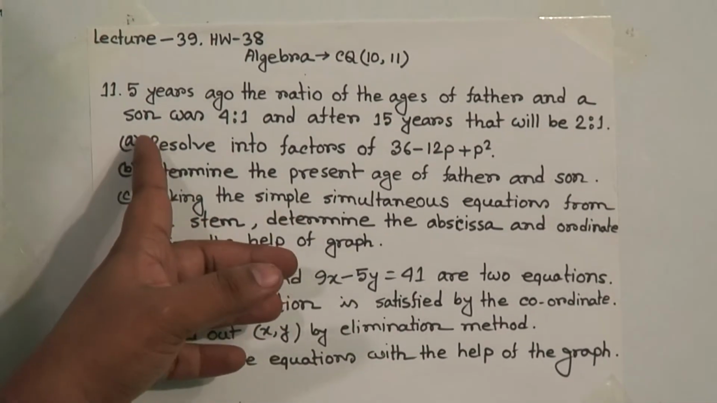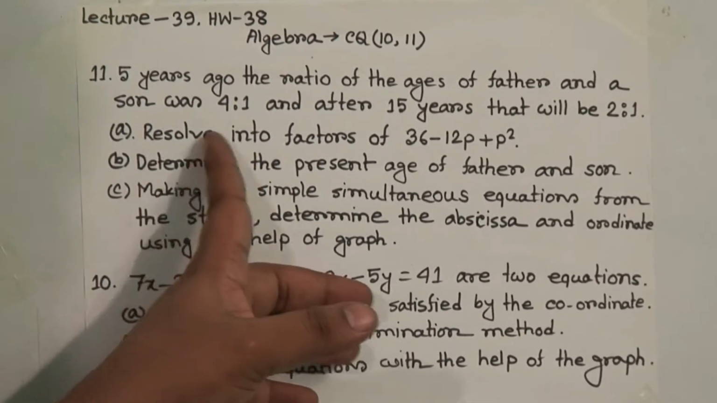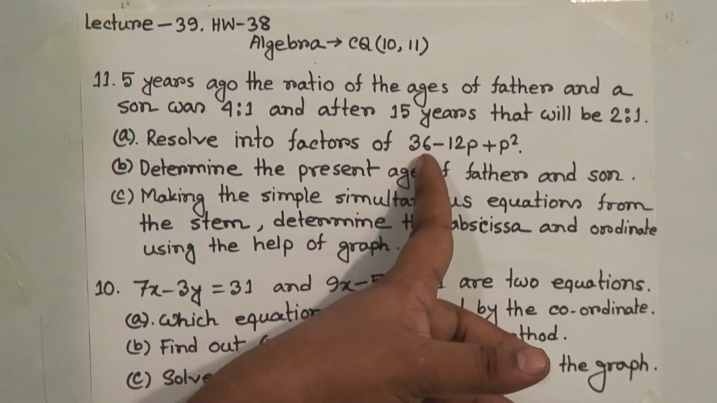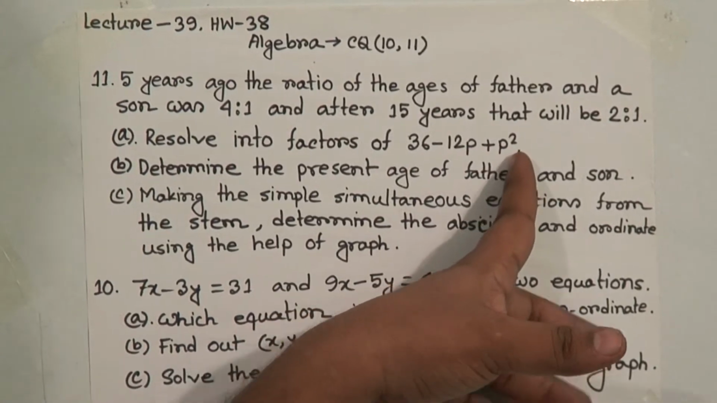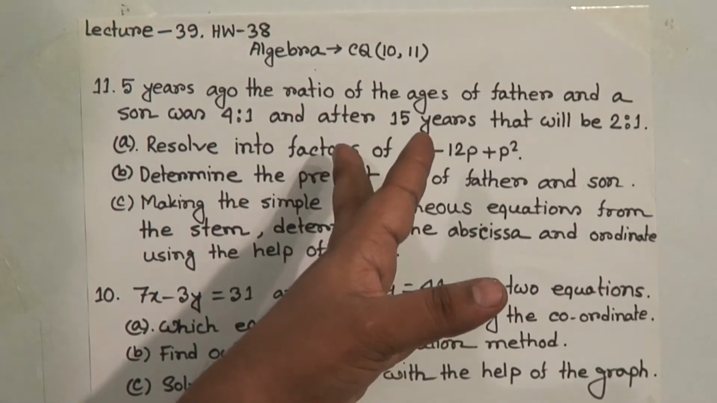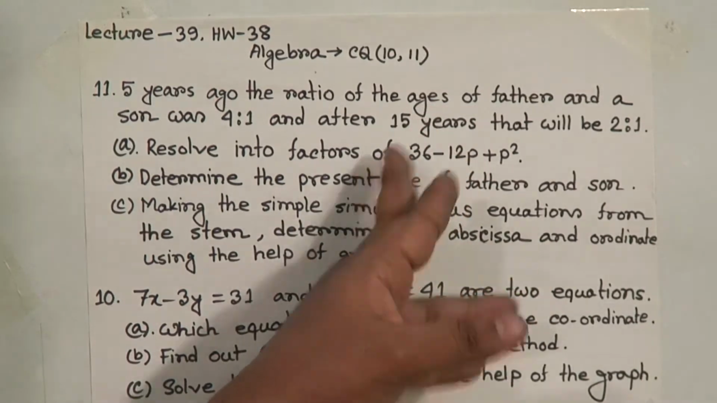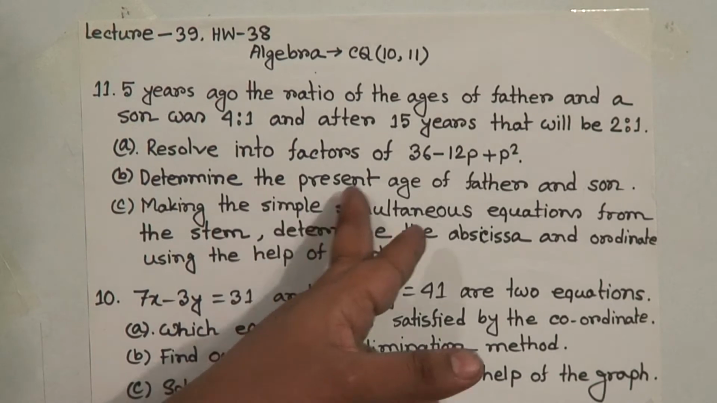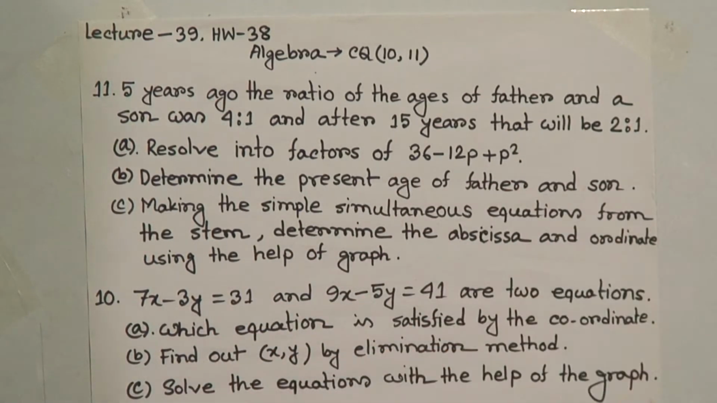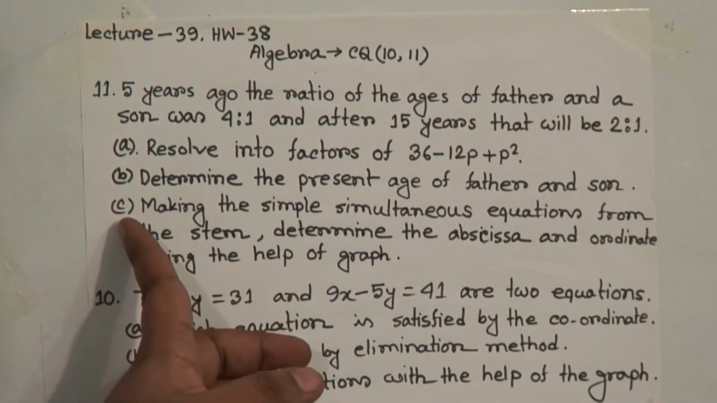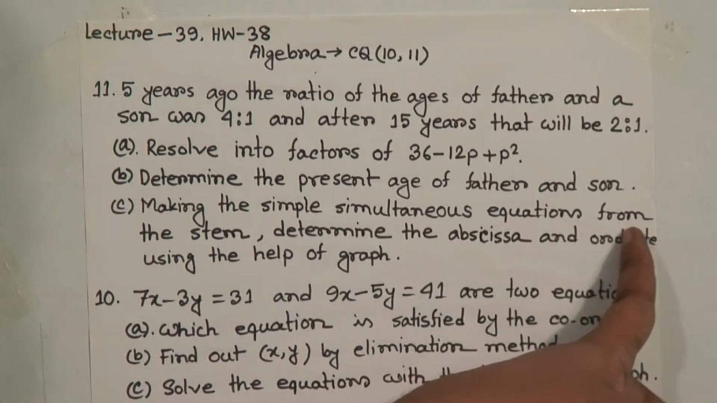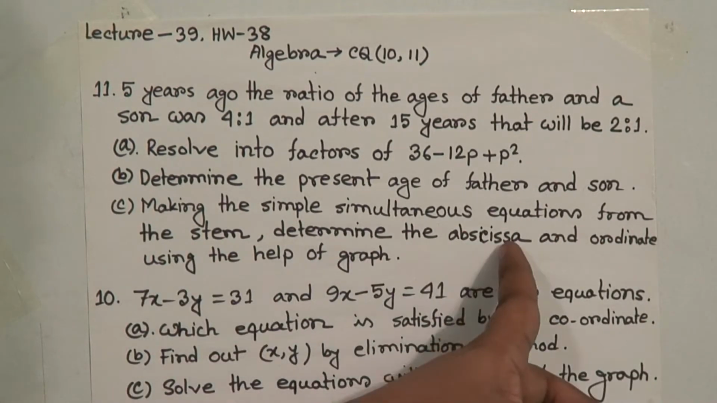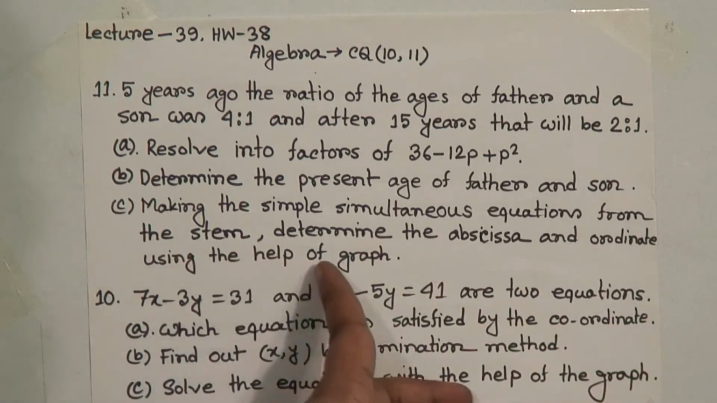Three problems, A, B and C. Here notice, A: resolve into factors 36 minus 12p plus p square. That means we need not use that information to solve this. We just resolve this expression into factors. Question number B: determine the present age of the father and son. That means by using this information we shall find out the present age of father and son. Number C: making the simple simultaneous equations from the stem, determine the abscissa and ordinate with the help of graph.